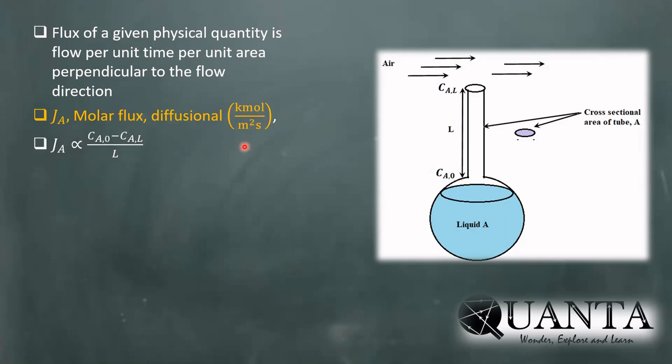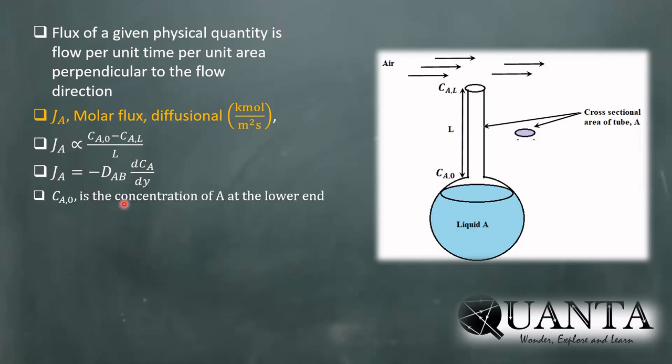Fick's first law states that the diffusional flux is directly proportional to the concentration difference and inversely proportional to the length over which this concentration difference is established. That length is L in the present case. Let's plug in a proportionality constant DAB, where AB signifies it's for diffusion of A into B. The negative sign signifies that the diffusion is against the concentration difference, in the opposite direction of the concentration difference. The other terms are as described.